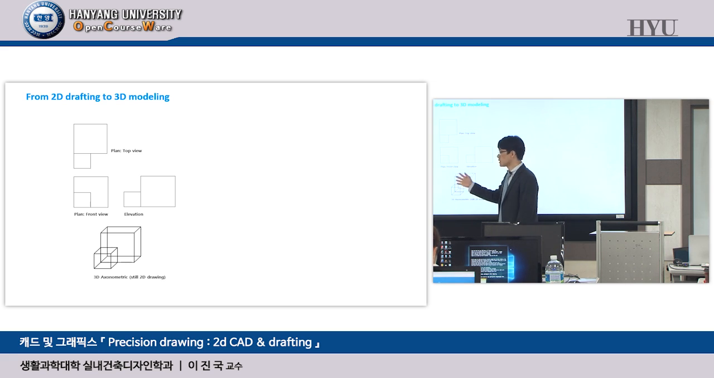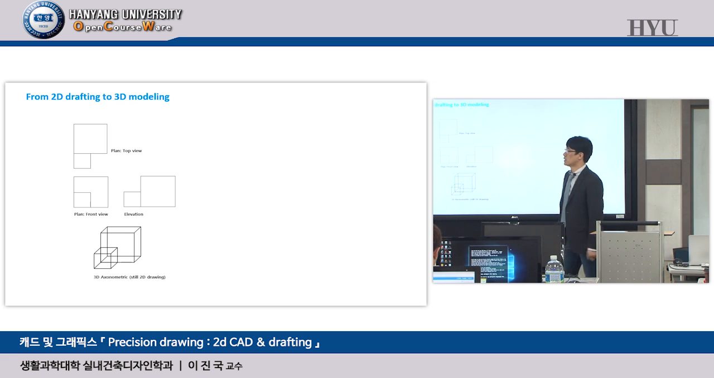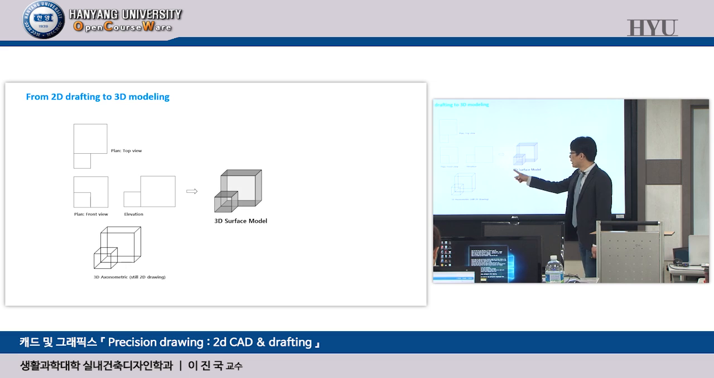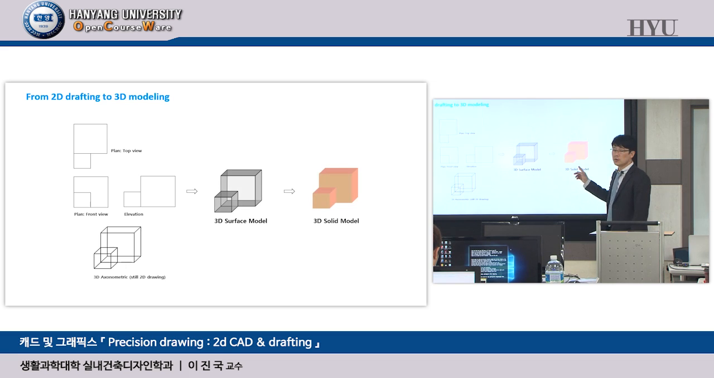Whatever you capture of the scene, it's just a still 2D image, okay? Not a capturing or extracted image from 3D. But what if you have a 3D surface model or even a 3D solid model?